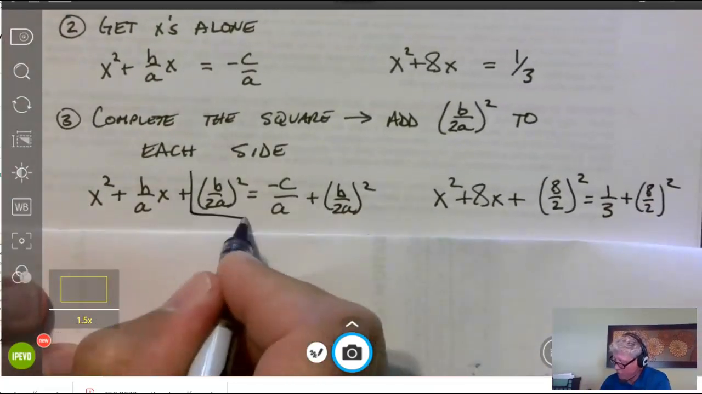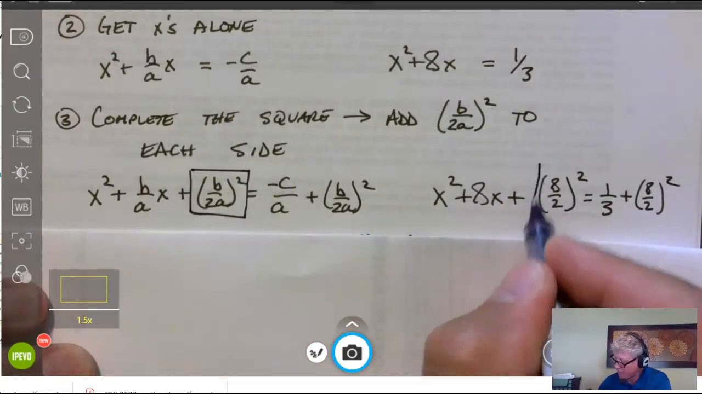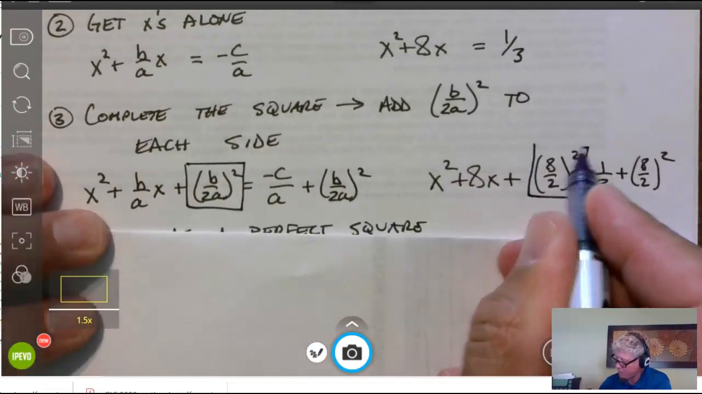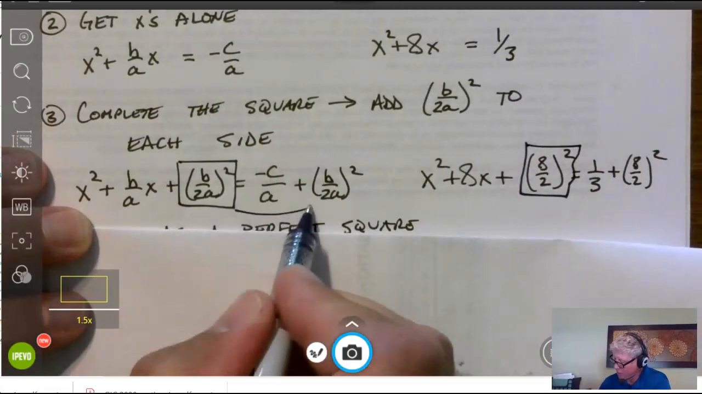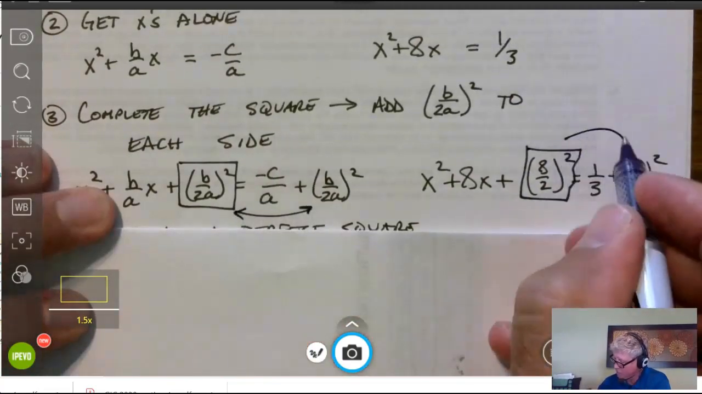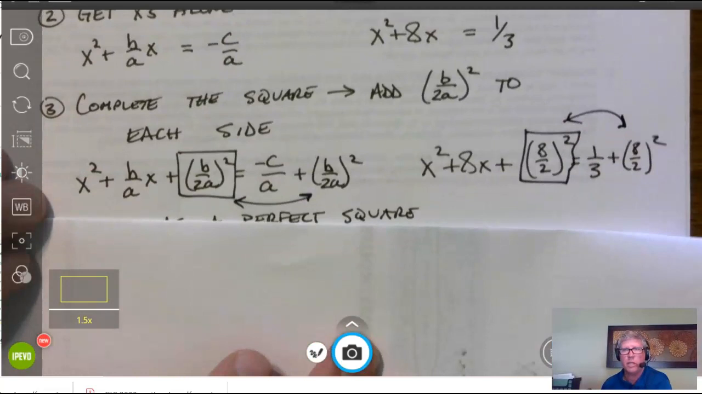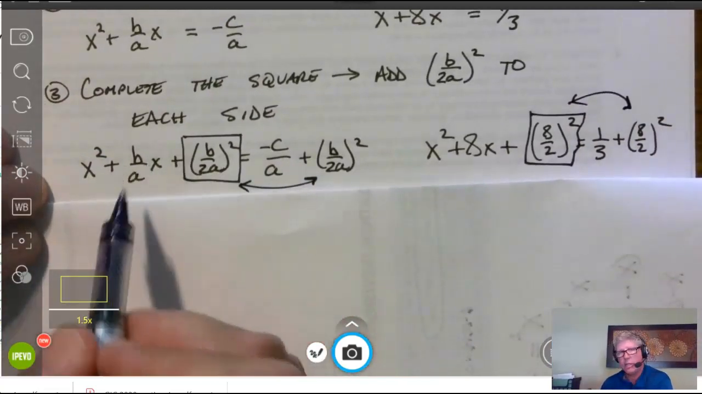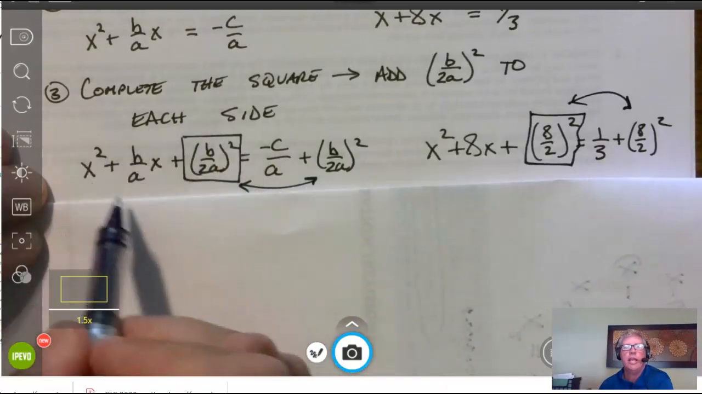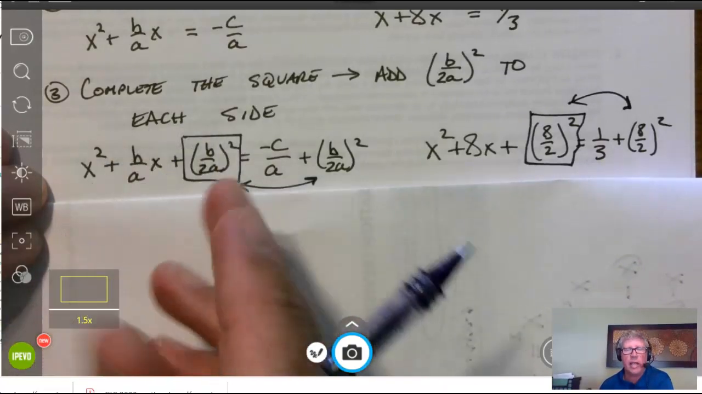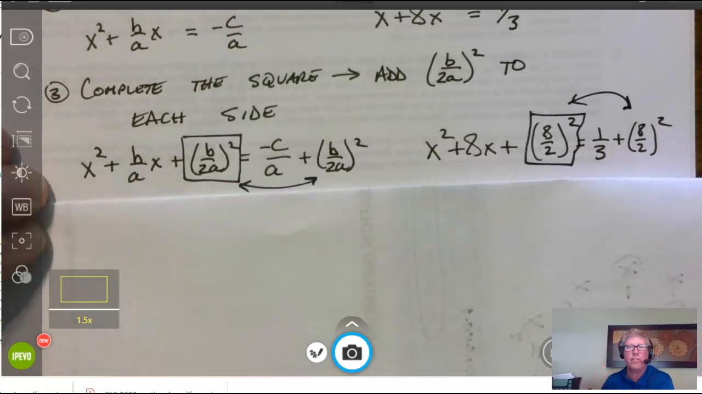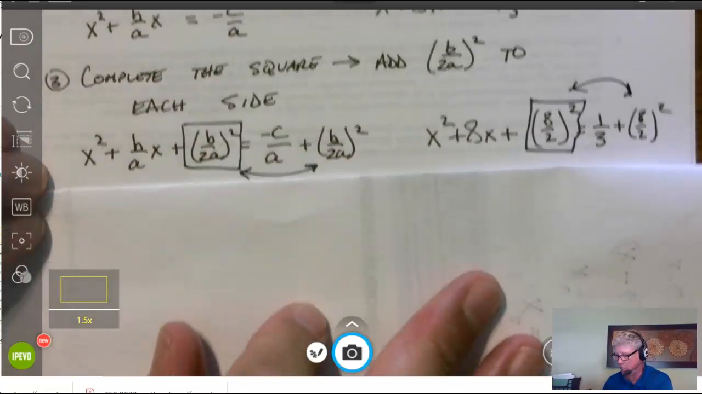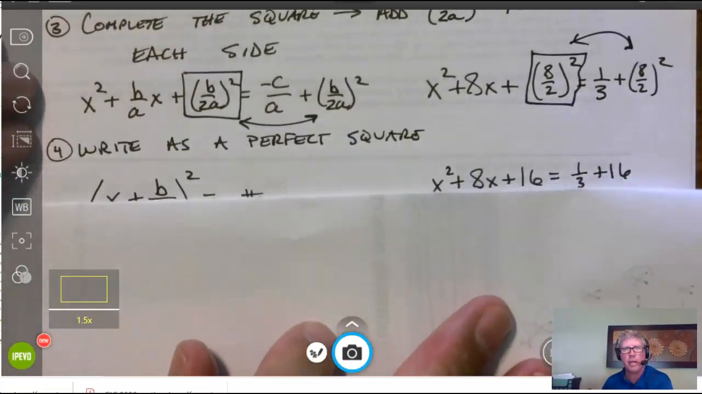So this is what I added to this side, and this is what I added on this one. Now notice I've added on both sides, so keep things legit. What I've done is I've completed the square. I've written a trinomial that can now be written as a perfect square. Let's see this in action. Let's see if we really buy that.